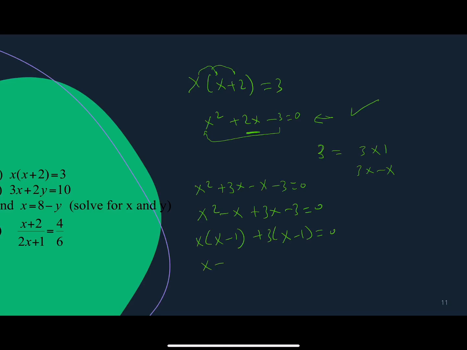Rearrange the equation: x plus 3 multiplied by x minus 1 equals 0. That means either this part is 0 or this. That means x could be minus 3 or x could be 1.